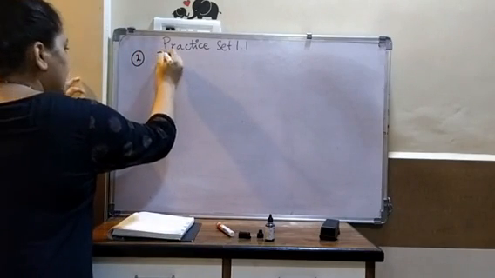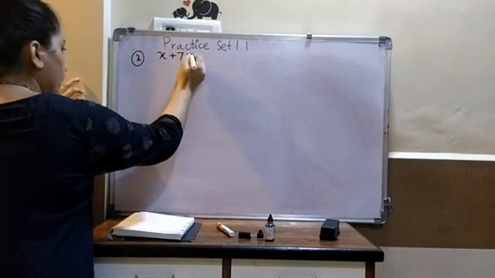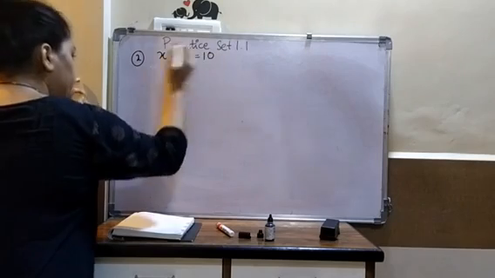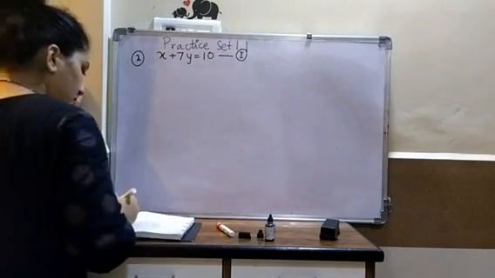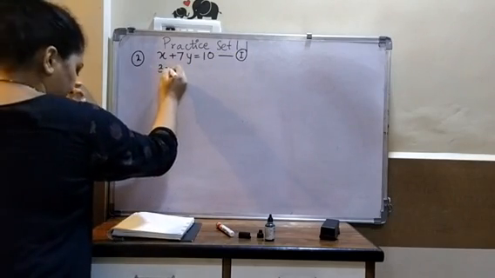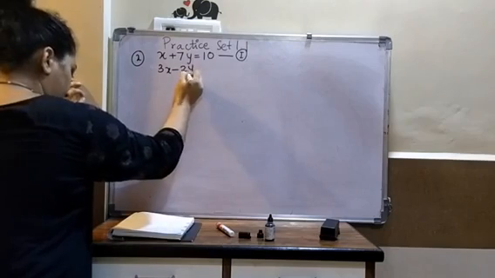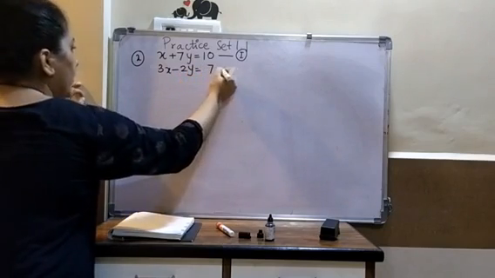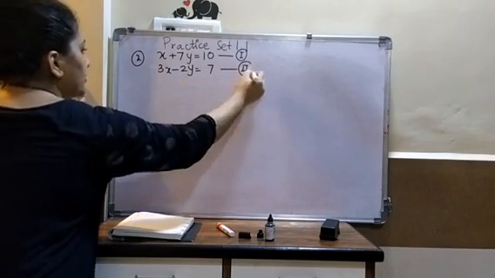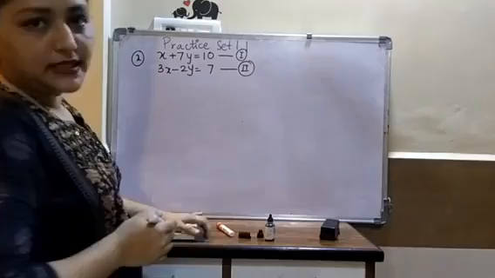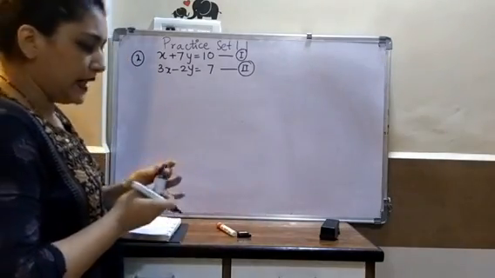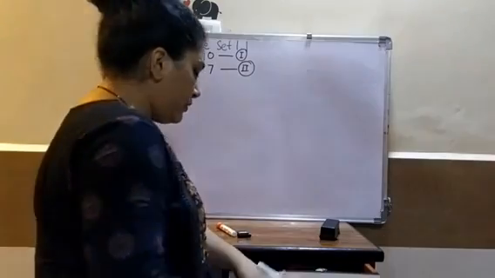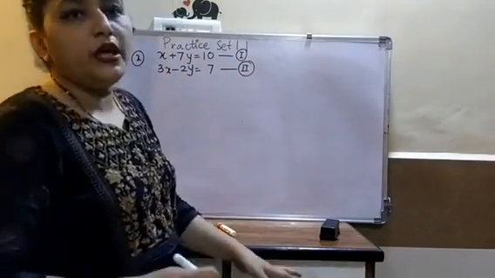x plus 7y is equal to 10. This is my first equation, so I will number it first. And the second is 3x minus 2y is equal to 7. That is our second equation. Okay. Now let's start our procedure here. As I have told you, the very first step is to equate.